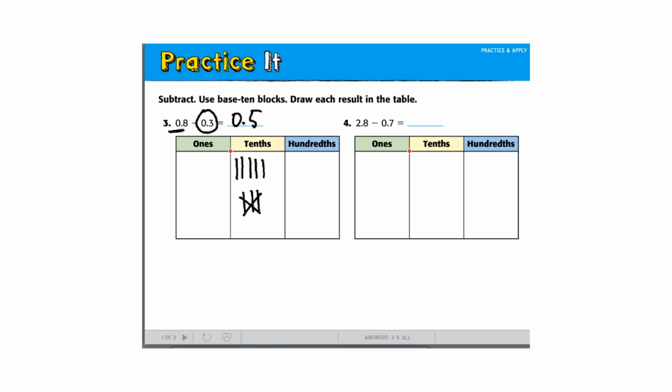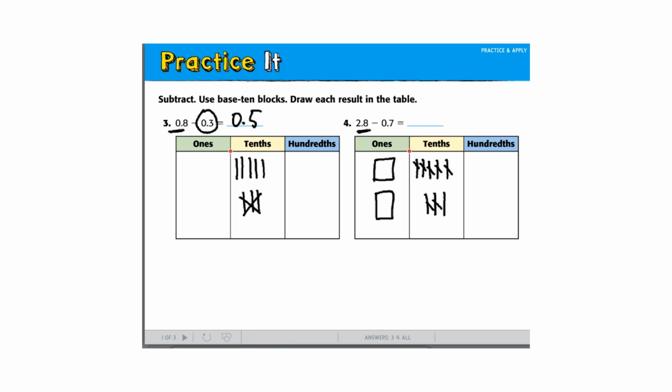Okay, now this one has some ones. So the first number here is what I draw. So I have 2 ones. And I have 8 tenths. And then I'm going to take away 7 tenths from that amount. So now I'm going to look in the tenths box, and I'm going to take 7 of those away. This is 1, 2, 3, 4, 5, 6, 7. So then we can see what I have left, because now I've done all my subtracting.